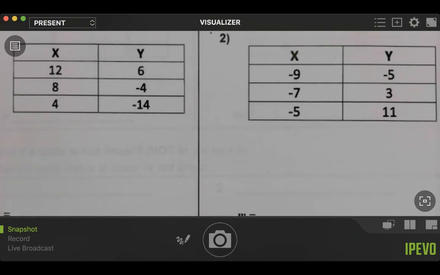Alright, hello, Falcon. So we are doing slope from a table, and then we're going to look at linear and nonlinear from a table that doesn't go by ones like we looked at last week.